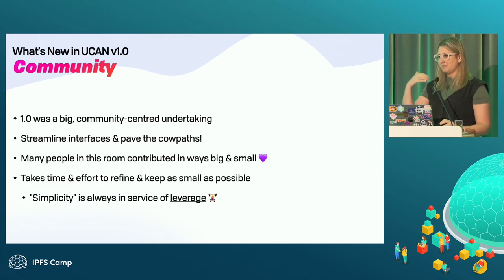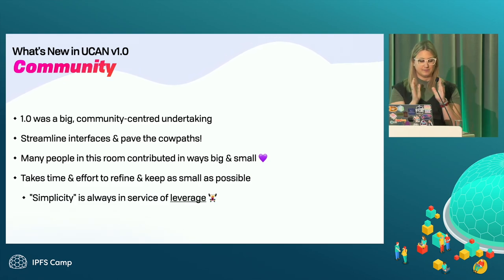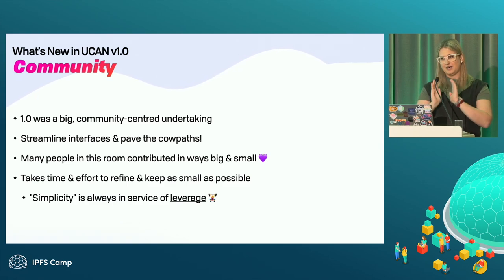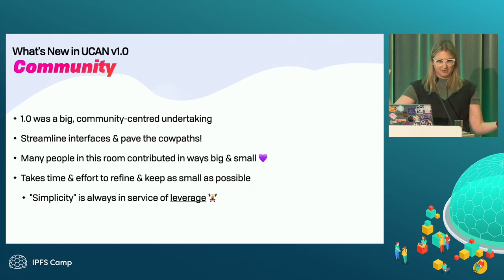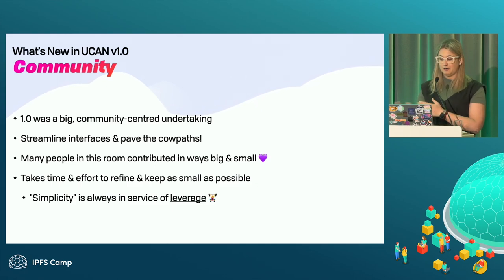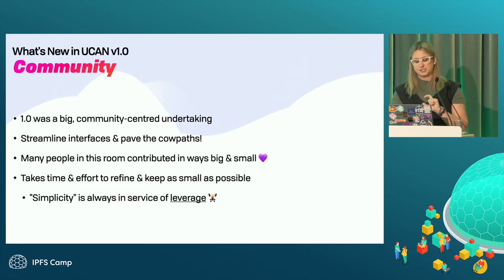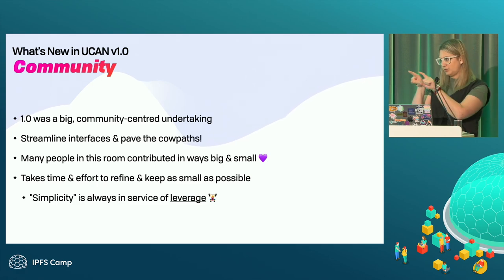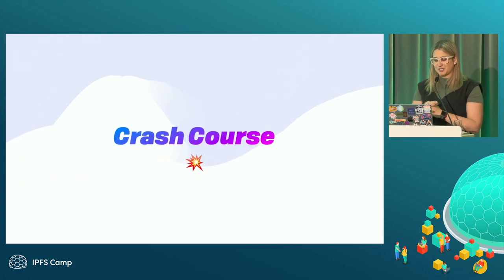And at least for me, one of the big takeaways was that simplicity is a great goal, but it's not the end in itself. It is always in service of leverage. So you want to have a really small, tight API, but that has to be highly, highly leverageable. So we went with at one point a much larger API, and then we got it really small, and we're cutting out use cases. And I'm actually really happy with where we fit into that. And that all came from feedback from actually a lot of people in this room, even deciding which use cases were the most important, the most impactful for us to really refine that API. So I'm going to do a quick crash course on UCAN for anybody who's not already familiar.